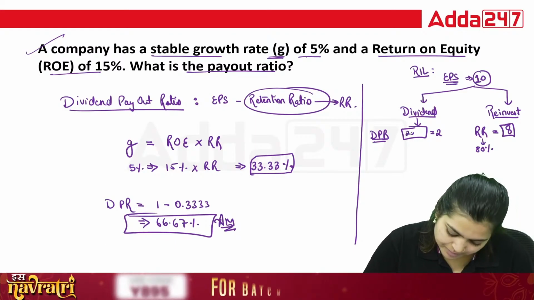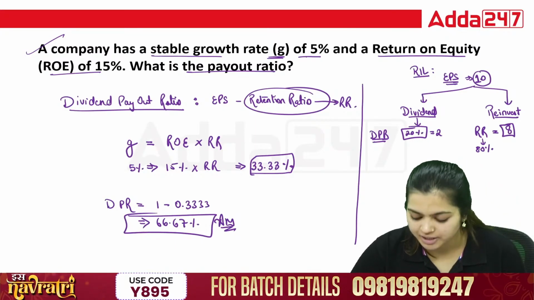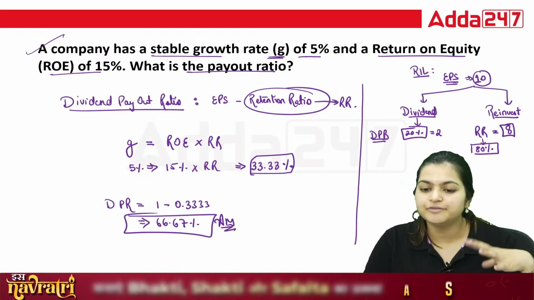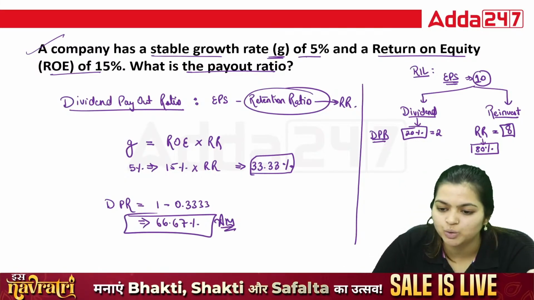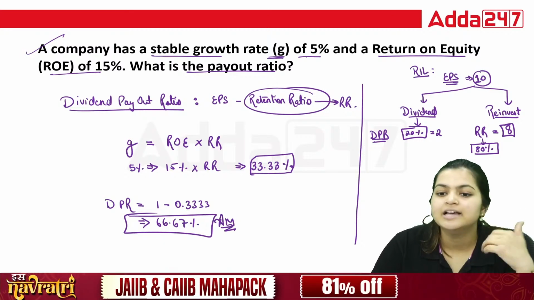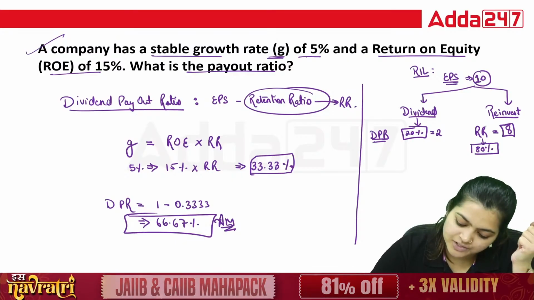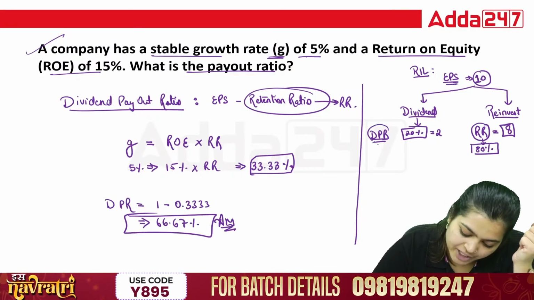This is your 20% and 80% is your retention amount. Yes, out of 10 rupees, if 20% you are distributing to your shareholders because you are using their money, then 80% you are reinvesting. Okay, so this is your retention ratio, this is your dividend payout ratio.